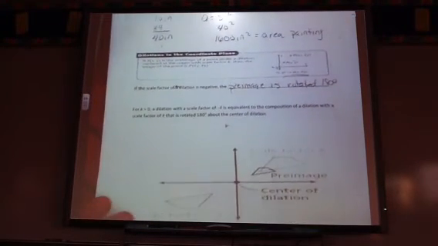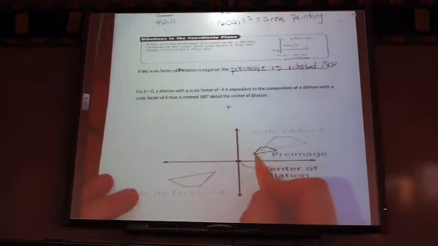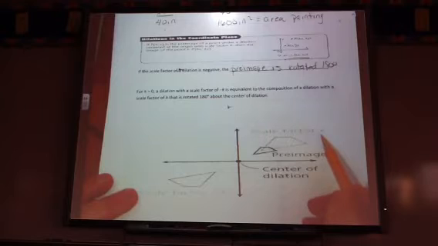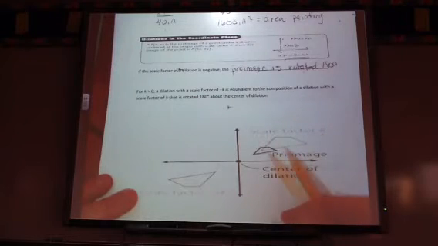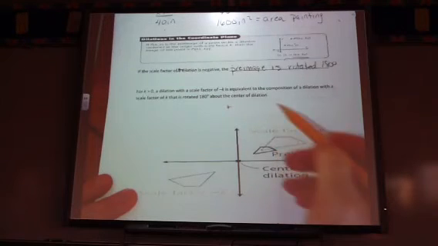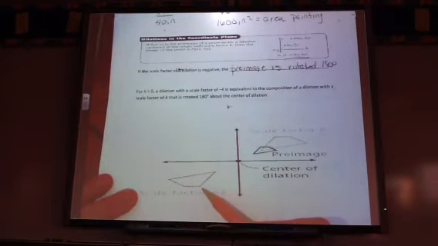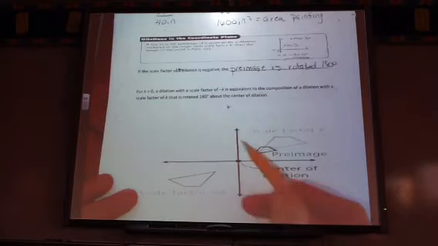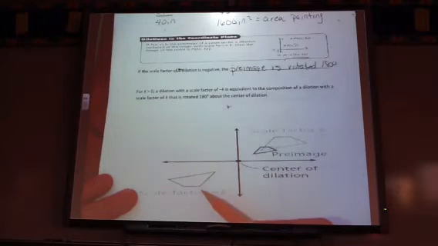Okay, so let's look at that. If this quadrilateral here is our pre-image, and we have a positive scale factor, this is what it's going to look like. That's an enlargement. But if we have a negative scale factor, your image is going to be down here, and it's going to be a rotation of 180 degrees also. So let's apply that.